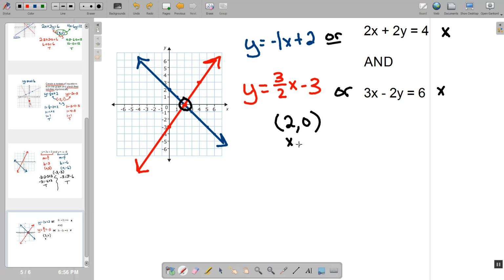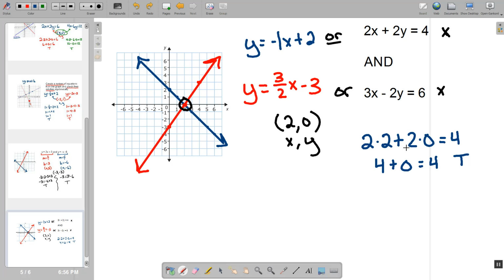So 2 is our x, 0 is our y. So let's plug them in. The first equation up here is 2x plus 2y equals 4. So I have 2 times x, which is 2, plus 2 times y, which is 0, equals 4. That is 4 plus 0, which does equal 4. So we have a true statement.